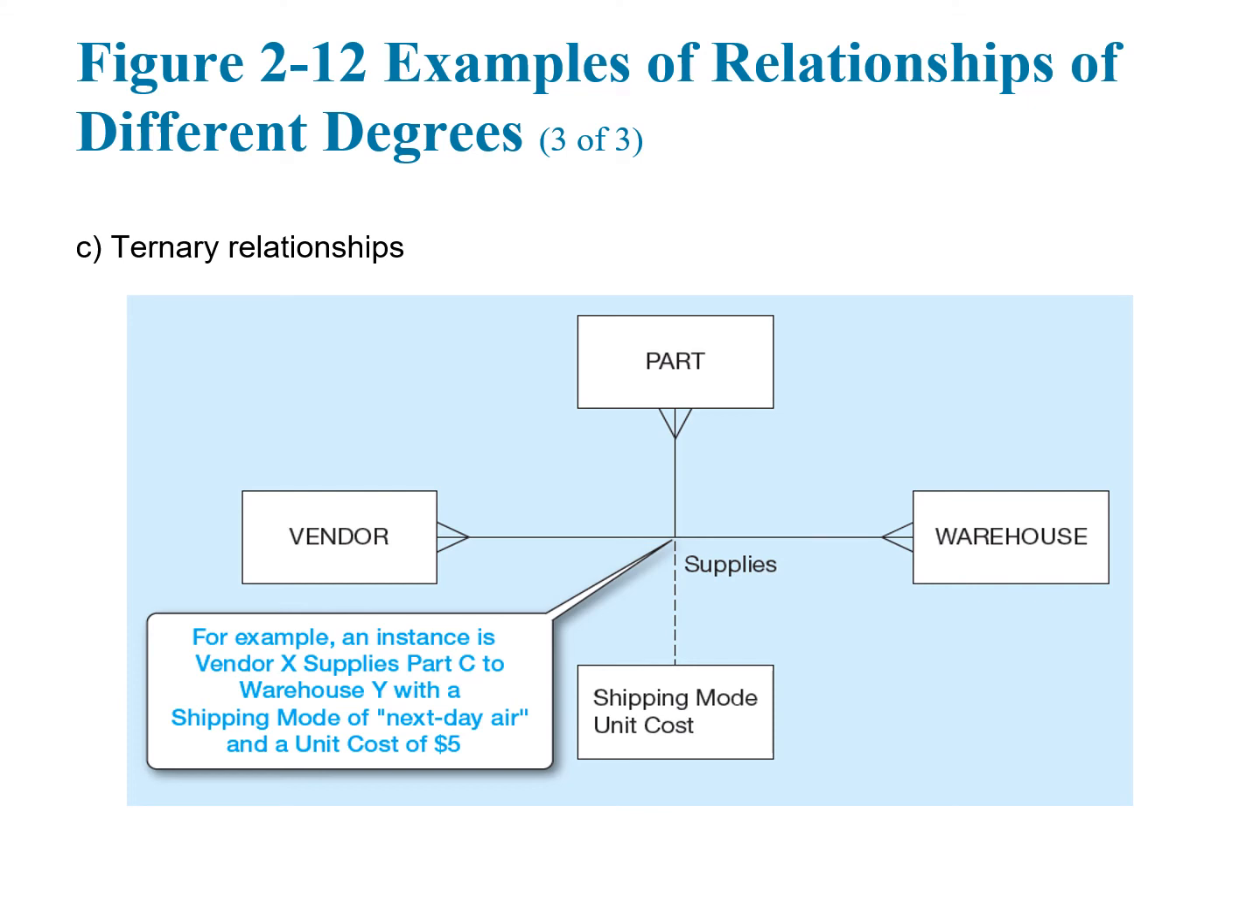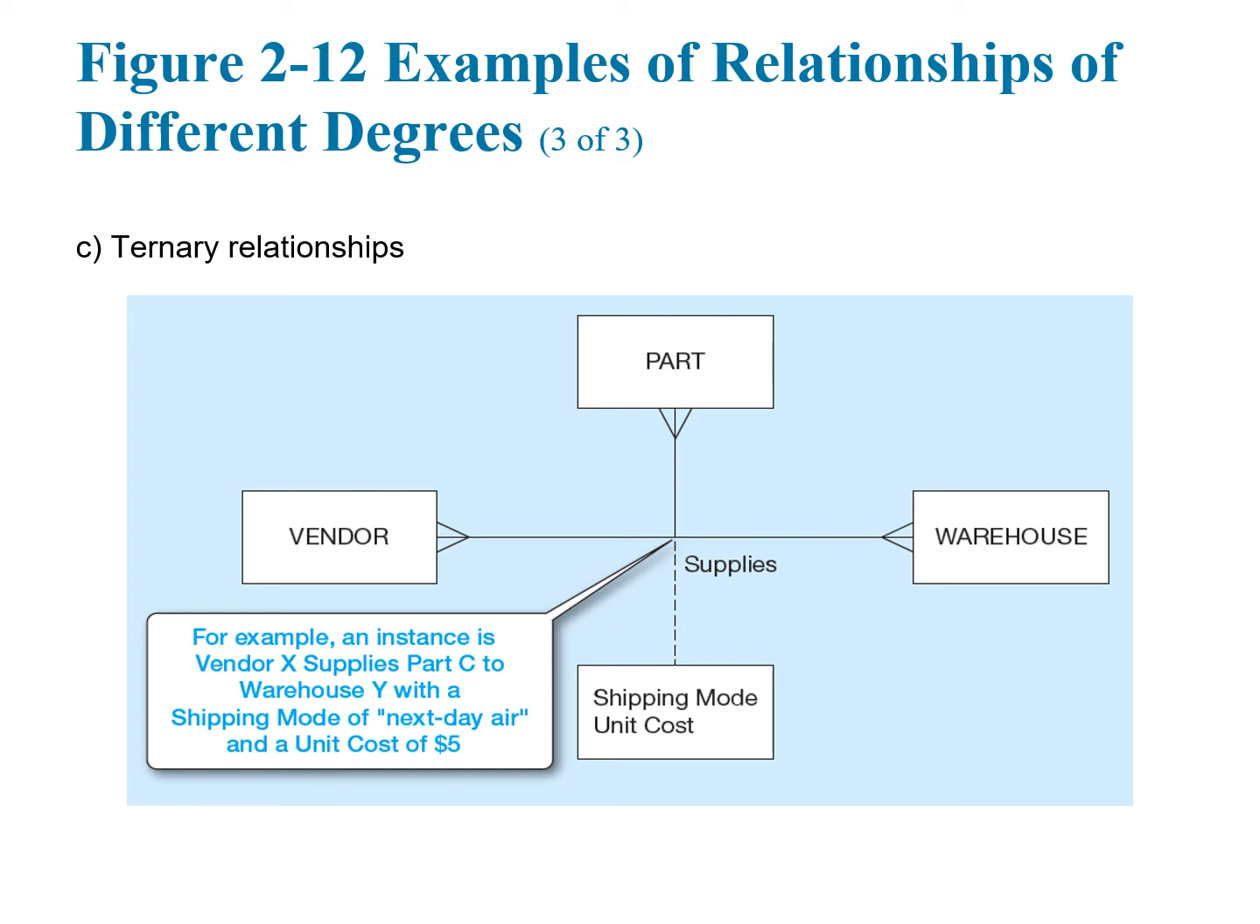Ternary relationship. The vendor ships some part to some warehouse. For example, an instance is vendor X supplies part C to warehouse Y with a shipping mode of next day air and a unit cost of $5. The cardinality of this ternary relationship is many to many to many.